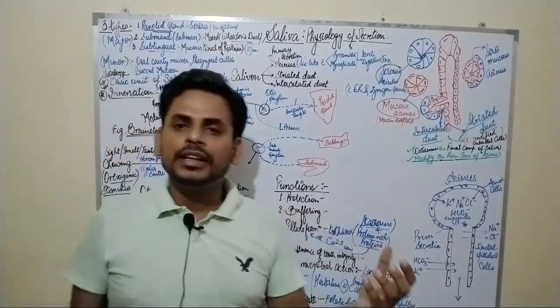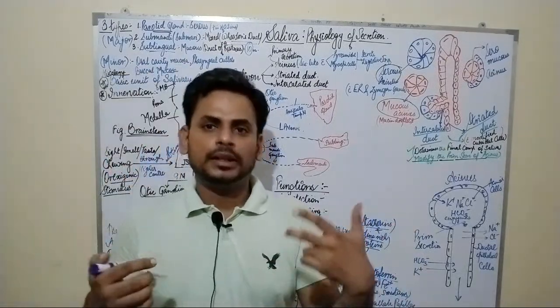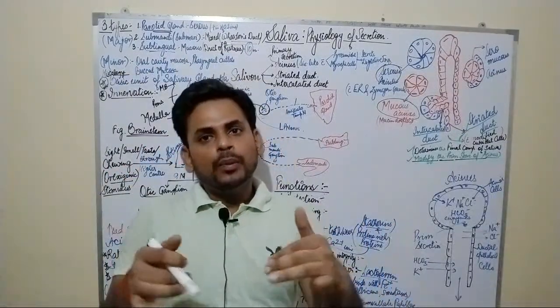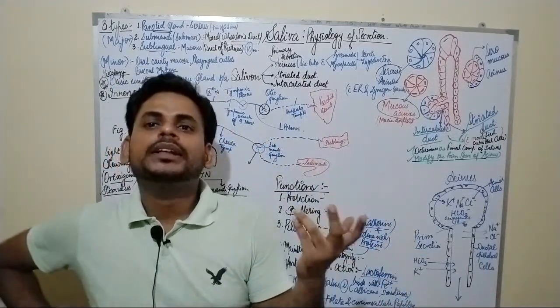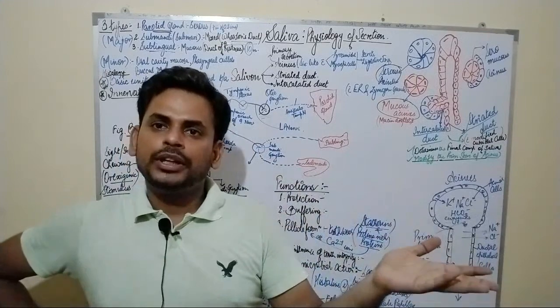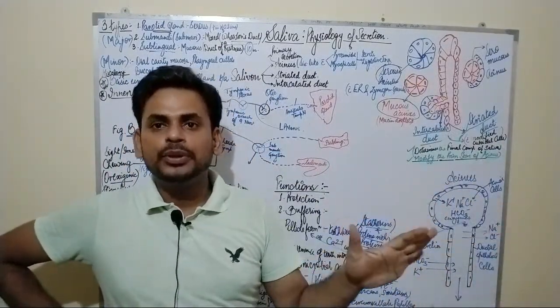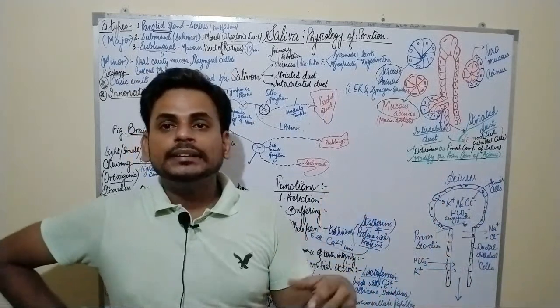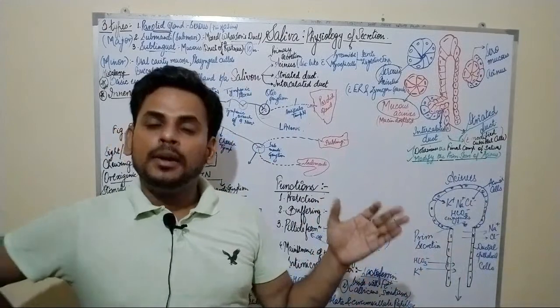Moving on to the buffering capacity. The more the salivary secretion, the more is the clearance of the food substance or the sugars. The more the quantity of the salivary secretion, the more is the clearance of the carbohydrates and the food from the oral cavity, and hence a greater buffering effect. So another function is the buffering effect.